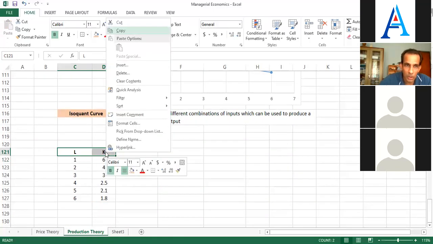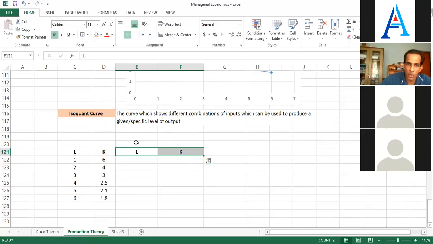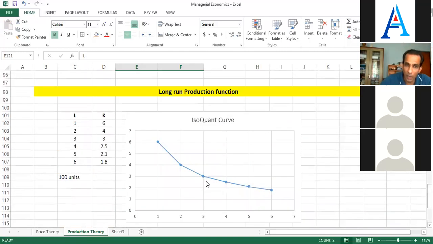Suppose the firm is planning to produce 200 units. This is the isoquant curve which shows the factor combinations to produce 100 units. If the firm wants to produce 200 units, what will be the condition here? If the firm uses the same level of capital, what will be the requirement of labor? They have to use more labor. If they use the same level of labor, what will be the capital requirement? They need more capital, or they need to increase both.